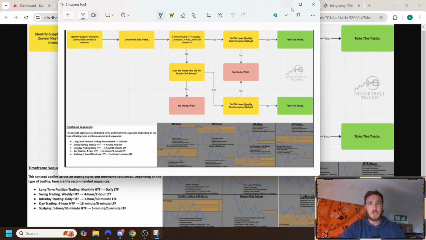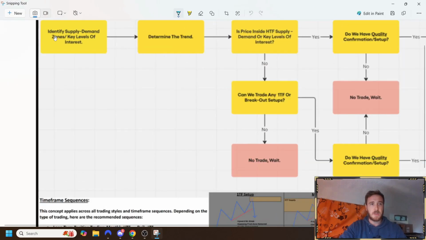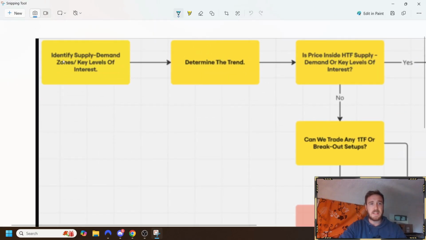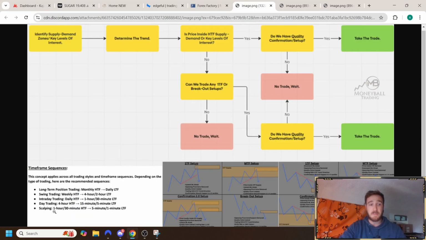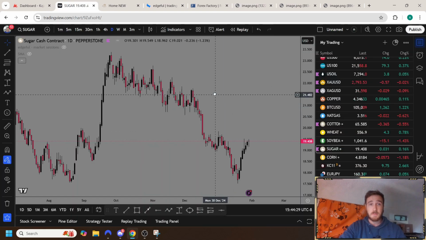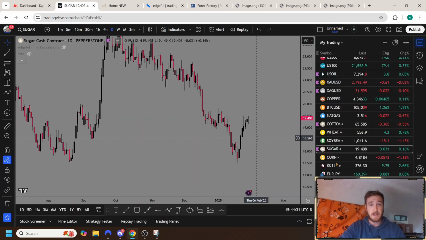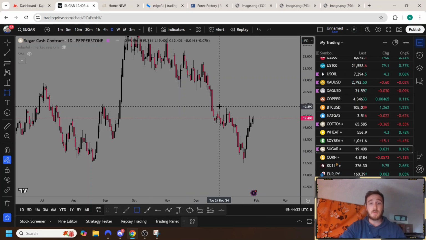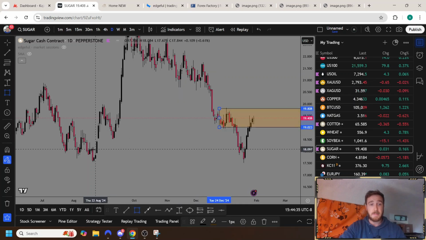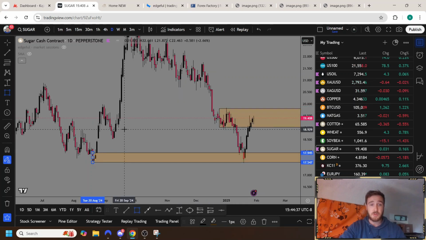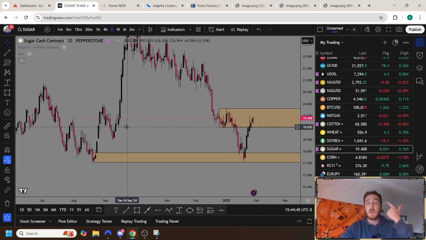So let's break down this chart now. The first thing that we need to do is we start over here: identify supply and demand zones and key levels of interest. So we go to our chart, since we already know what our time frame sequences are. In this case, let's use the daily time frame. The first thing we need to do is draw out areas of supply and demand zones or key areas of interest. This could be supply and demand zones, support and resistance, pivot points, whatever type of trading strategy you want.